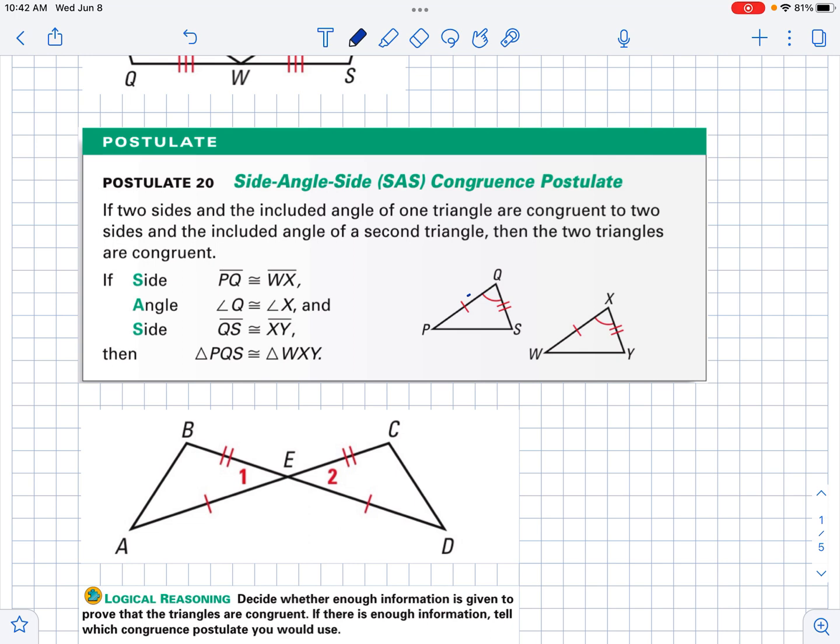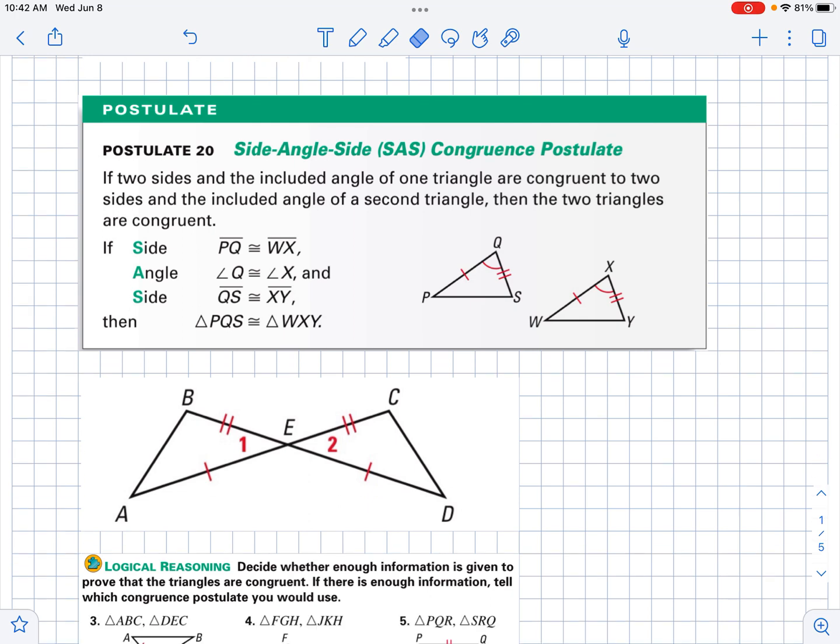Now this is important. It's side, angle, side. Two sides, and the included angle. It's not the case that you have this angle and then these two sides. This is saying specifically a side, an angle, and then a side. The angle is included. So when we see a situation like that, we immediately know, okay, we've got congruent triangles.